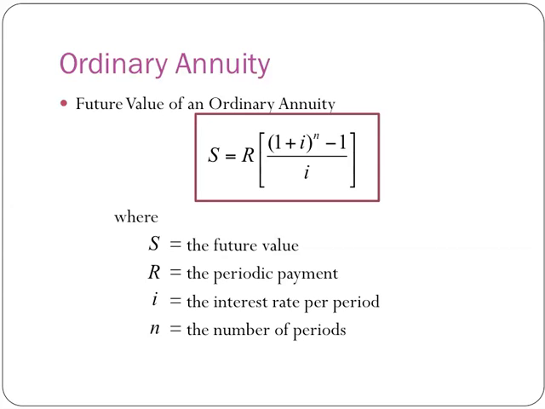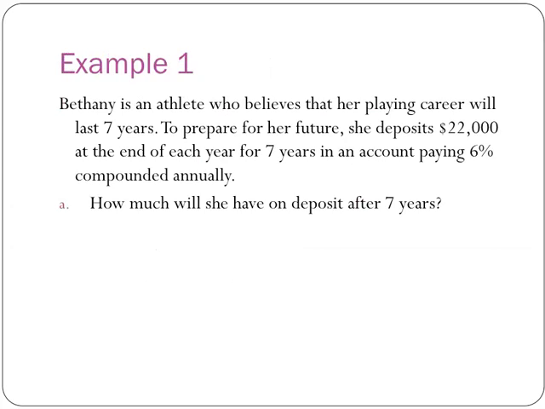All right, take a look at example 1. Bethany is an athlete who believes that her playing career will last 7 years. To prepare her future, she deposits $22,000 at the end of each year for 7 years in an account paying 6% compounded annually. How much will she have on deposit after 7 years?